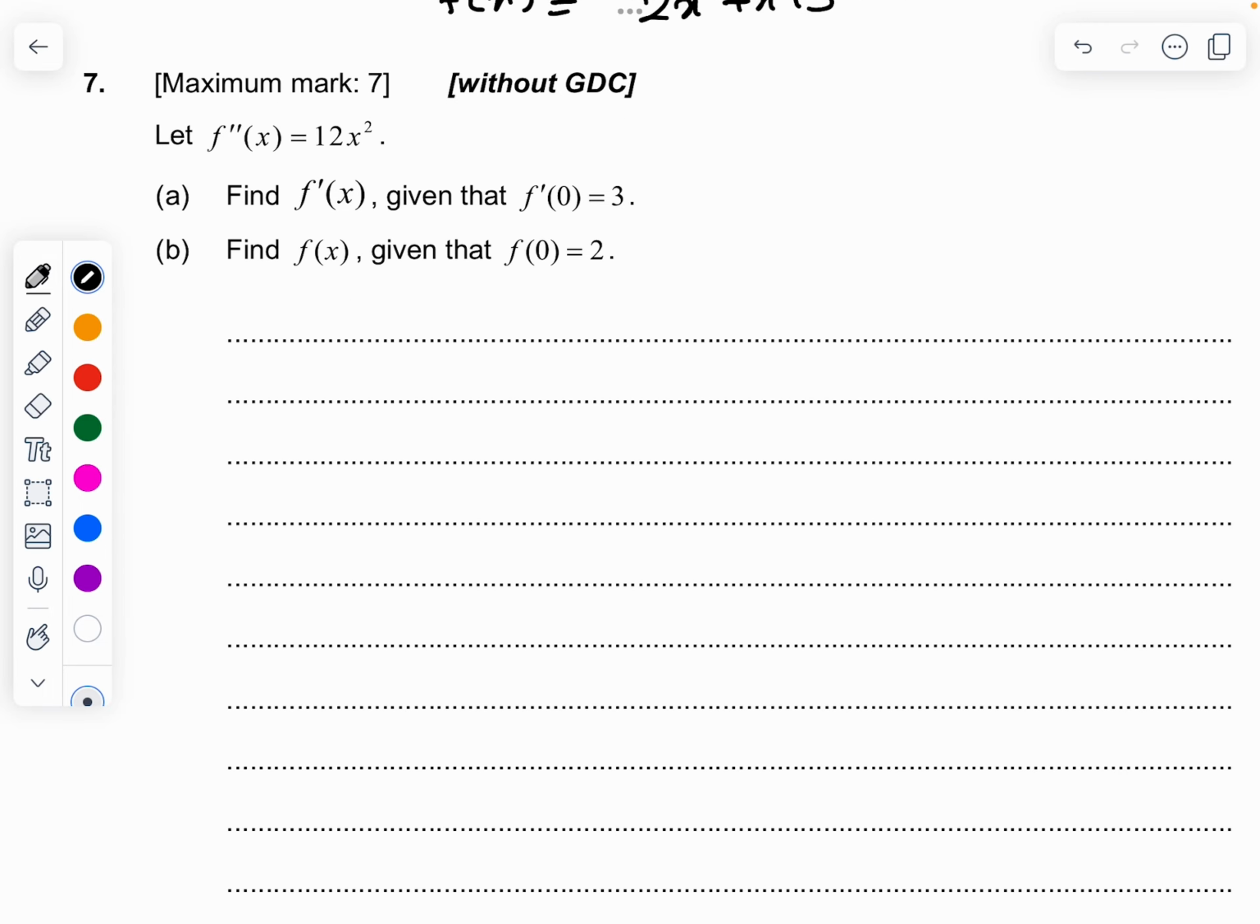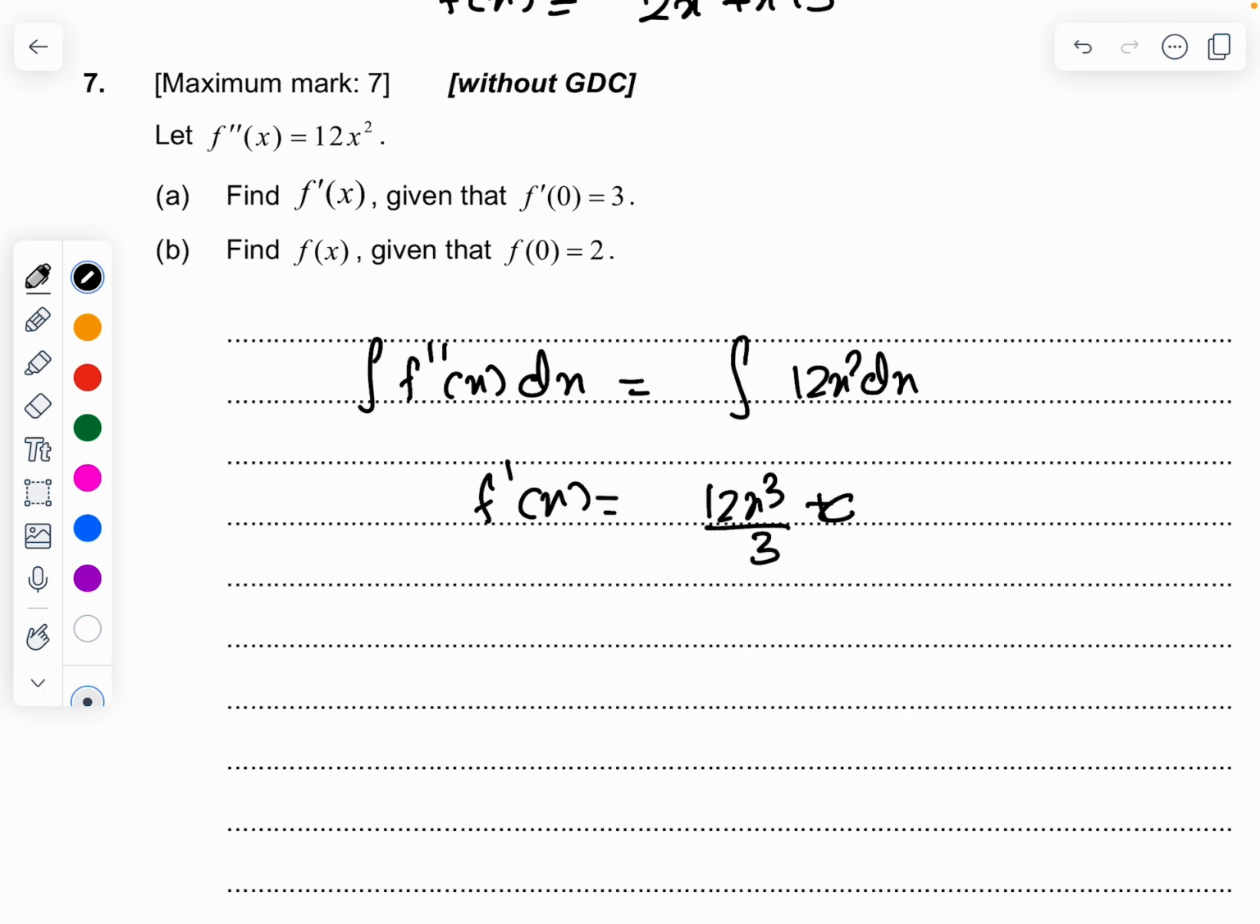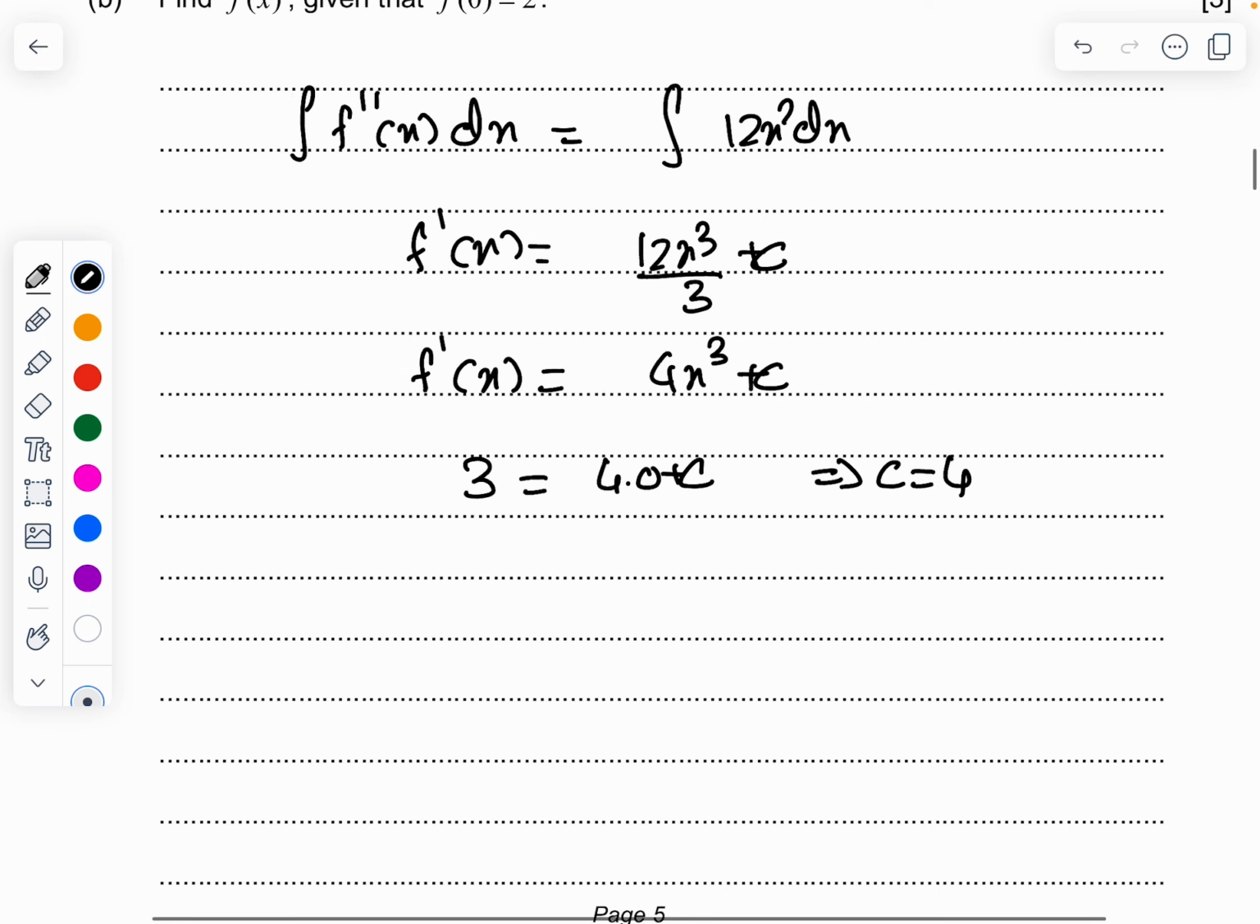Now f double prime x is given. What is f prime x? If I find the integral of f double prime x, it becomes f prime x. So the integral of 12x squared dx: f prime x equals 12x cubed upon 3 plus c, which is f prime x equals 4x cubed plus c. But f prime 0 equals 3, so 3 equals 4 times 0 plus c. So c equals 3. So f prime x equals 4x cubed plus 3.